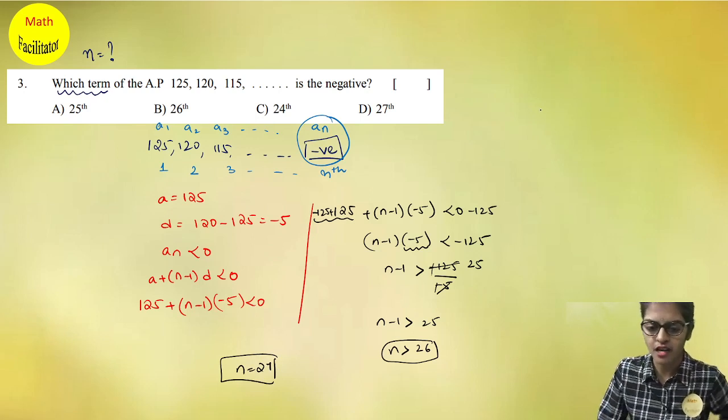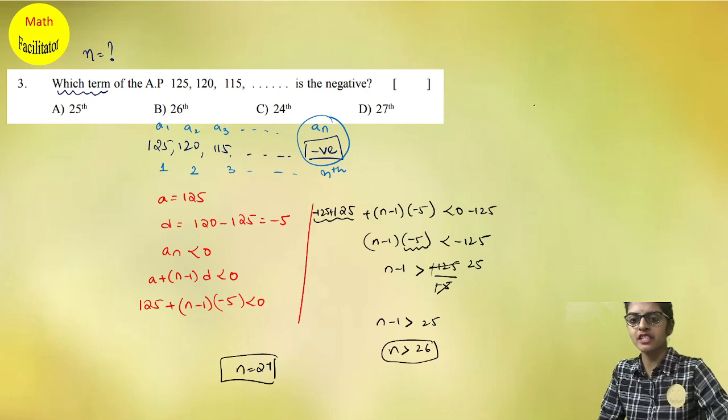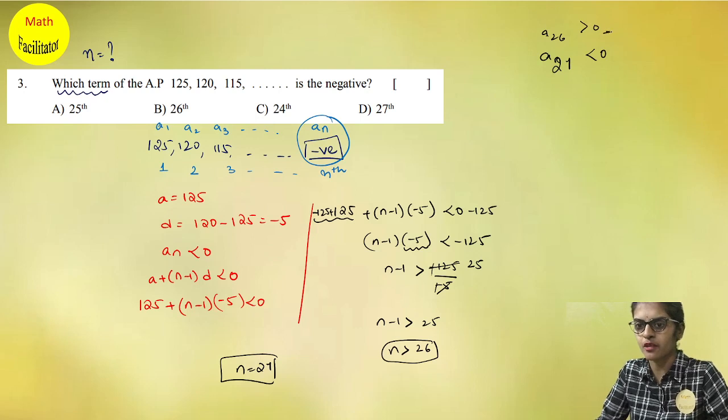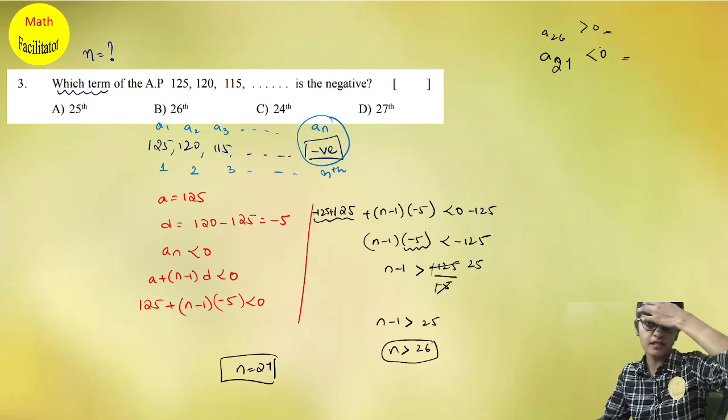You can always check. How will you check this? You will find AN. So you find A27, and you will get an answer less than 0, a negative value. A26 will be a positive value, the last positive value, and A27 will be the first negative value. So let's check and see.